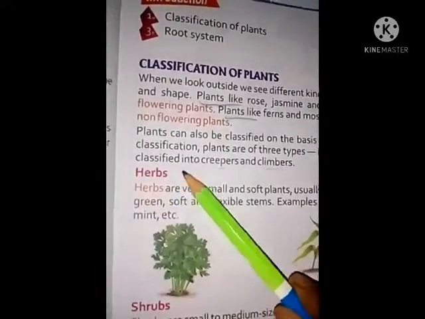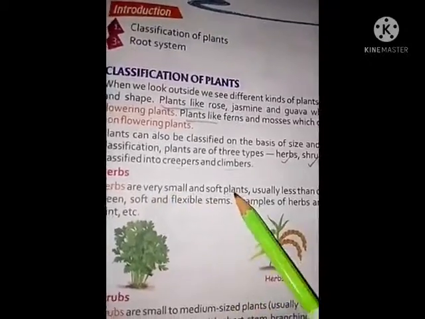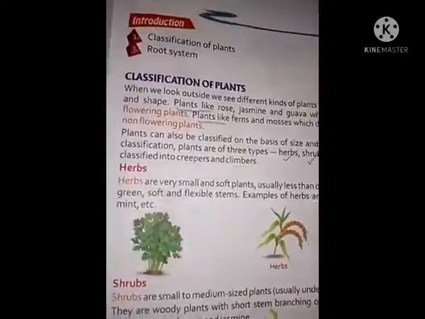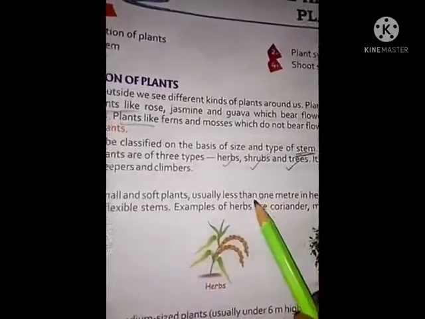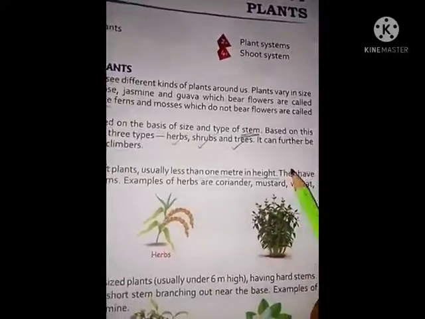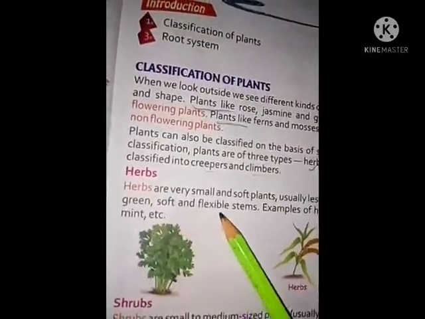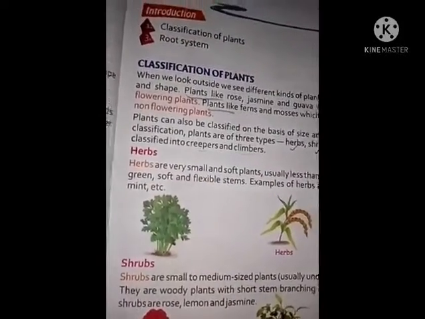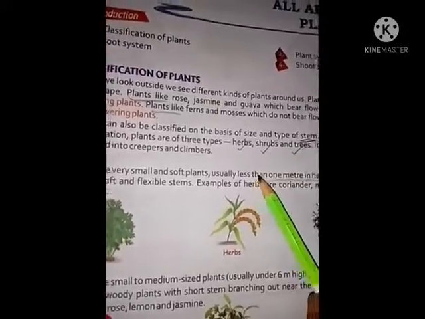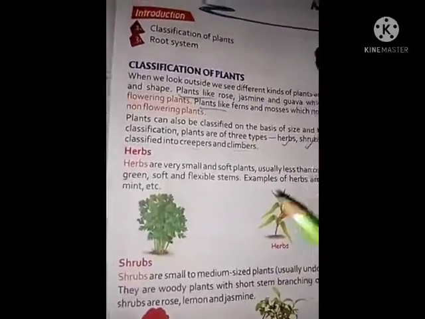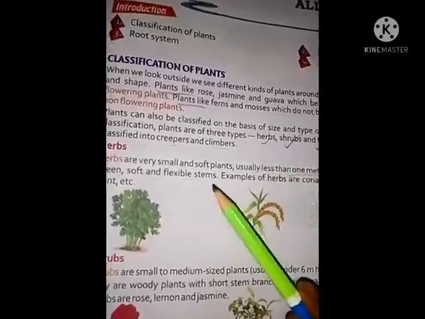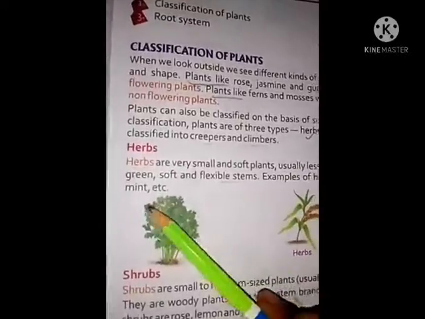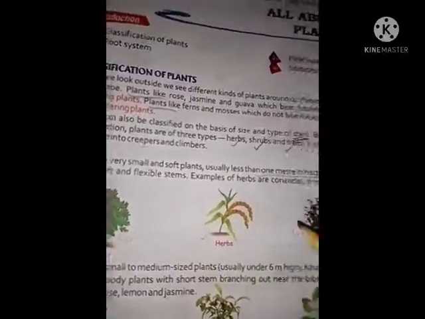See, what are herbs? Herbs are very small and soft plants, usually less than 1 meter in height. They have green, soft and flexible stems. Examples of herbs are coriander, mustard, wheat, mint, etc. So these are the examples of herbs.